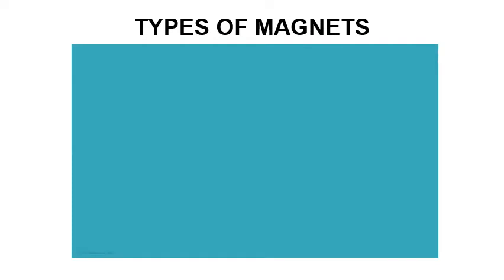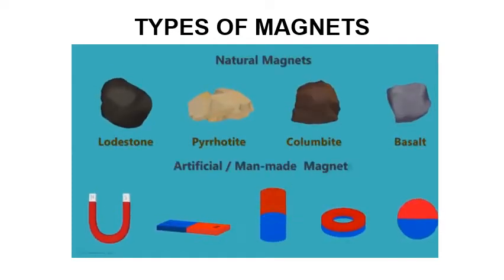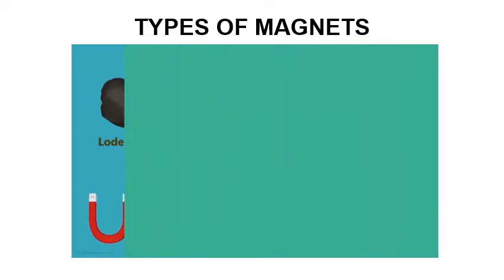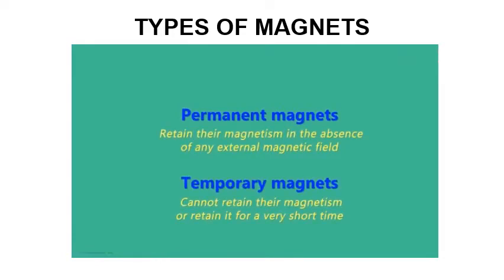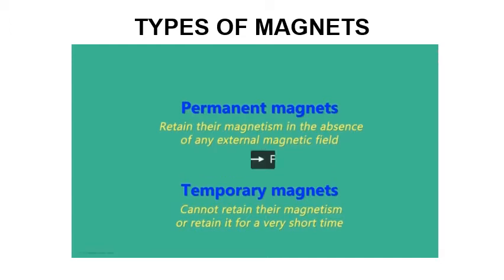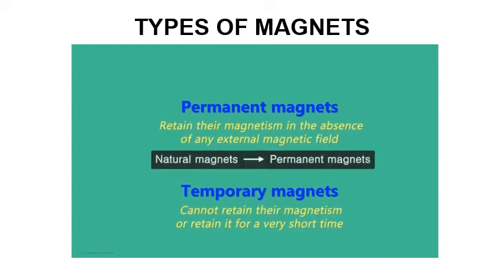Types of magnets. Magnets are grouped under two main categories. Category 1, we have natural magnets and artificial magnets. And we have another category, category 2, permanent magnets and temporal magnets.